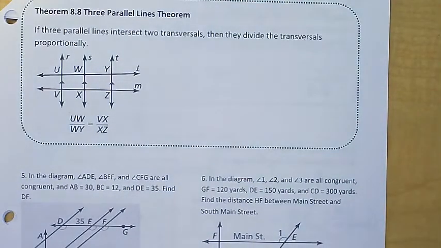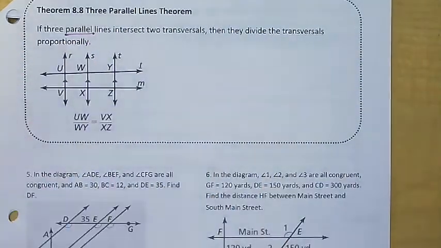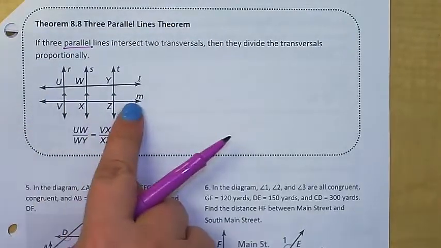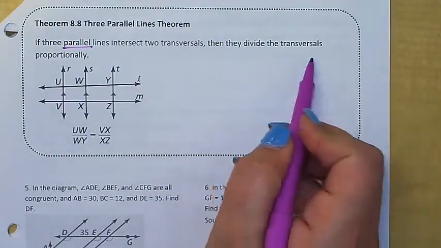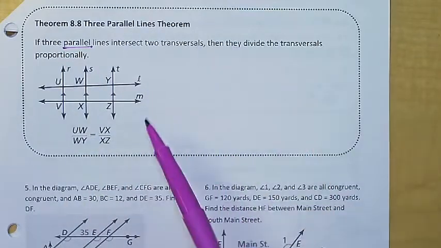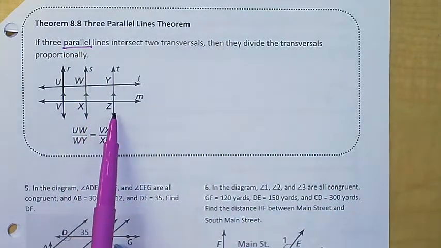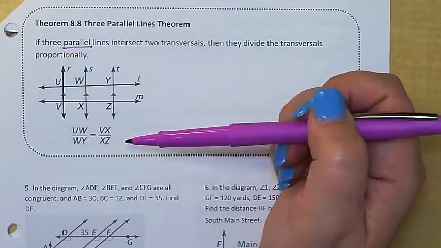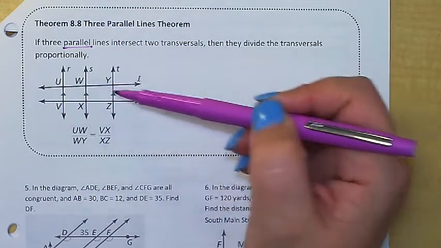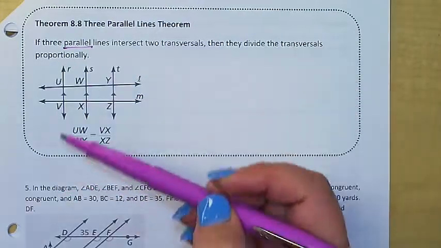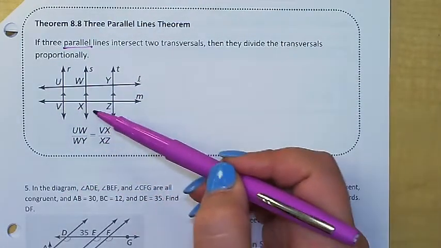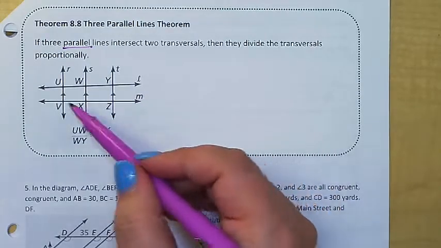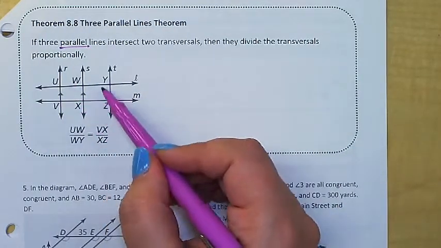Let's talk about the 3 parallel lines theorem. Okay, so if 3 parallel lines intersect 2 transversals, then they divide the transversals proportionally. So again, if we have 3 parallel lines and we have 2 transversals, then these relationships like UW to WY, that ratio is the same as VX is to XZ. So you end up with a whole set of proportionality right here between these 4 sides.